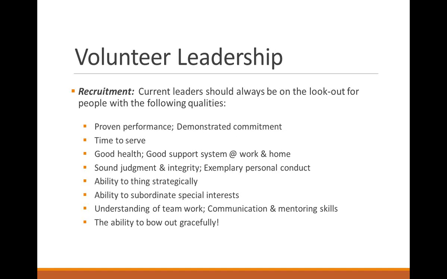Recruitment. Current leaders should always be on the lookout for people who can take over in the future and be the next leaders of the association. There is a very long list of qualities on page 7 of the professional practices book. I summarized some of them here. People with a demonstrated commitment, who have a good support system at work and home, especially if we're talking about the board of directors, which means a lot of time away from their office. They've got to travel, and they've got to make sure that there's support there.